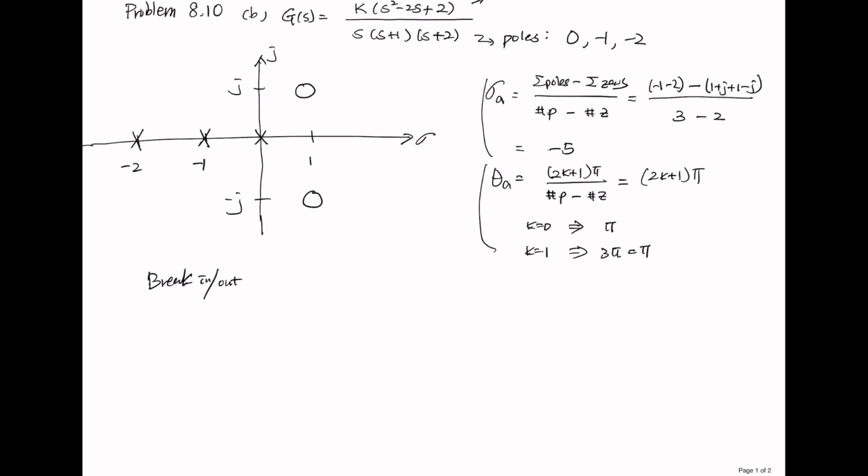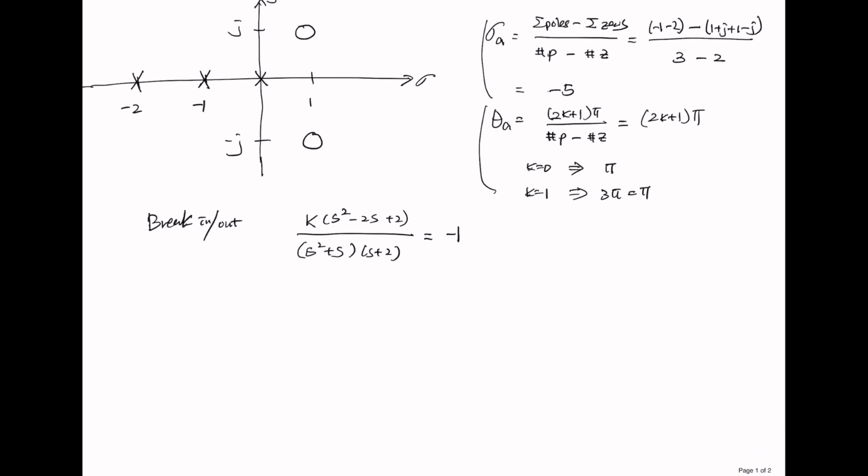We have the transfer function G(s) as k times (s squared minus 2s plus 2) over s squared plus s times (s plus 2). Now we're going to let this equal 1 and find the value of k. At the same time, we change s to sigma, that is the real axis, break-in, break-out. Then sigma cubed plus 3 sigma squared plus 2 sigma, over sigma squared minus 2 sigma plus 2.